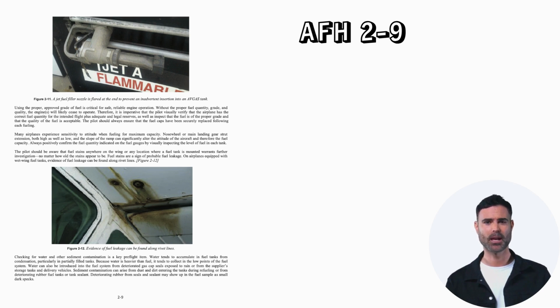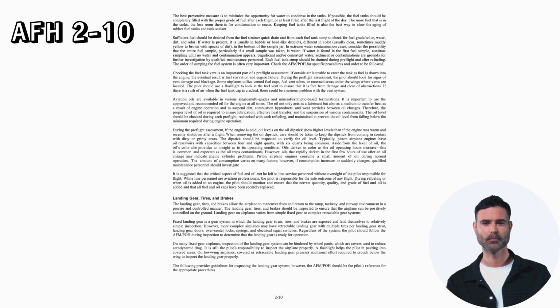Sediment contamination can arise from dust and dirt entering the tanks during refueling or from deteriorating rubber fuel tanks or tank sealant. Deteriorating rubber from seals and sealant may show up in the fuel sample as small dark specks. The best preventive measure is to minimize the opportunity for water to condense in the tanks. If possible, the fuel tanks should be completely filled with the proper grade of fuel after each flight, or at least filled after the last flight of the day. The more fuel that is in the tanks, the less room there is for condensation to occur. Keeping fuel tanks filled is also the best way to slow the aging of rubber fuel tanks and tank sealant.